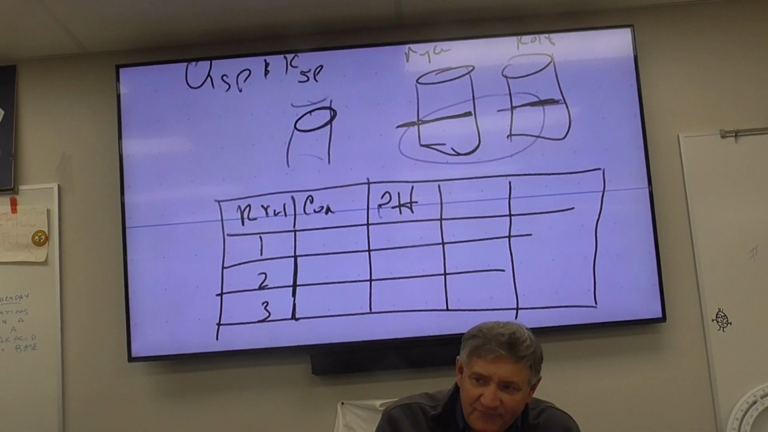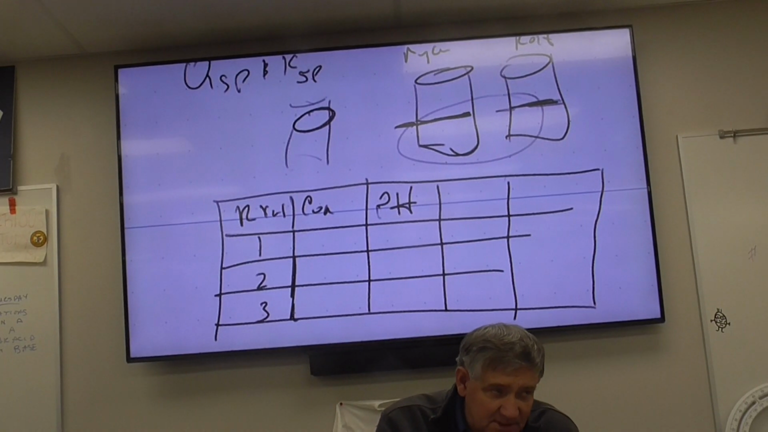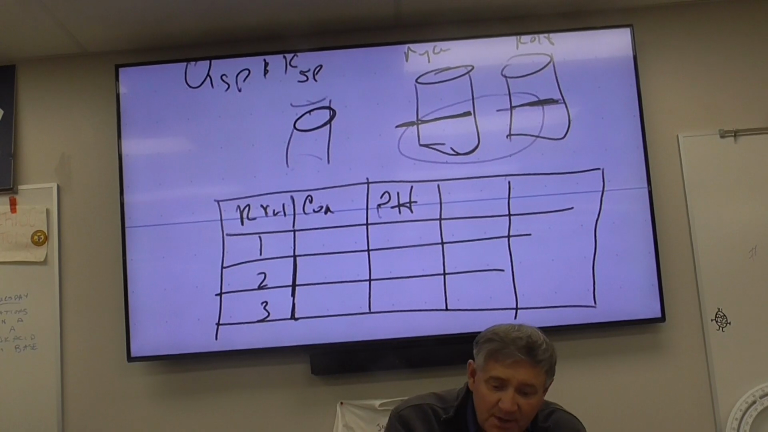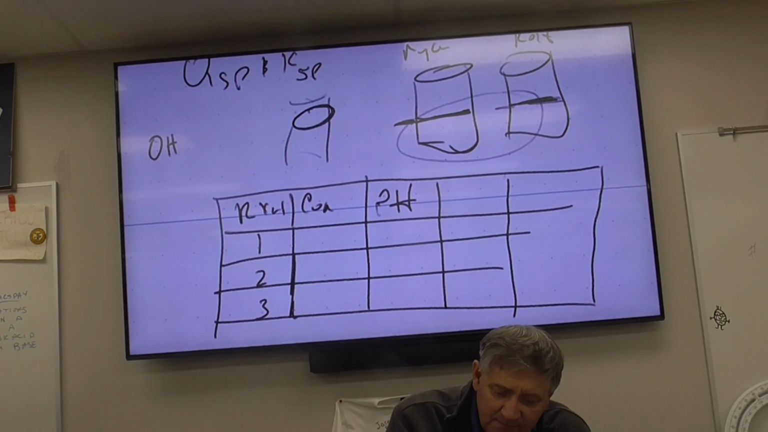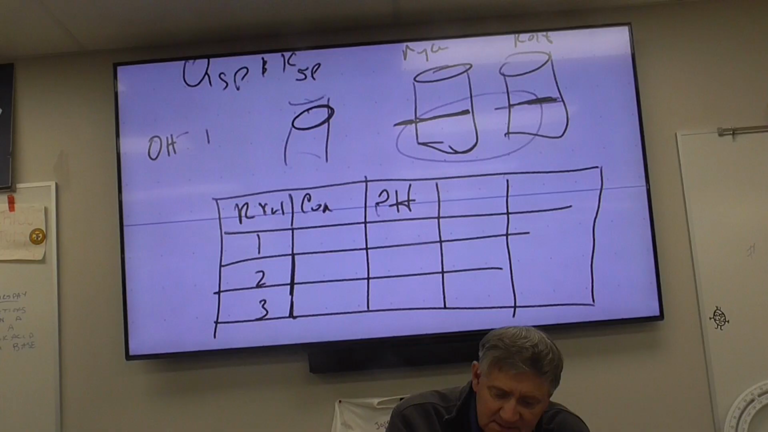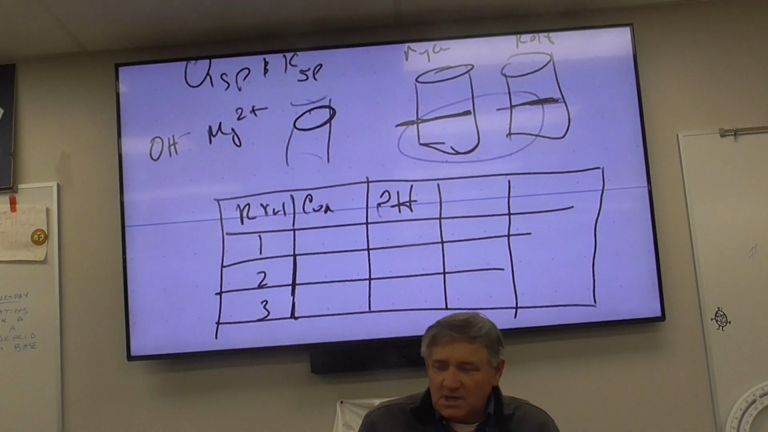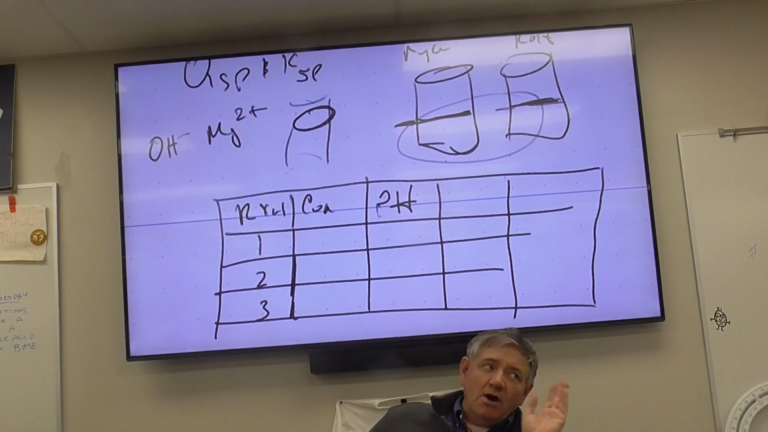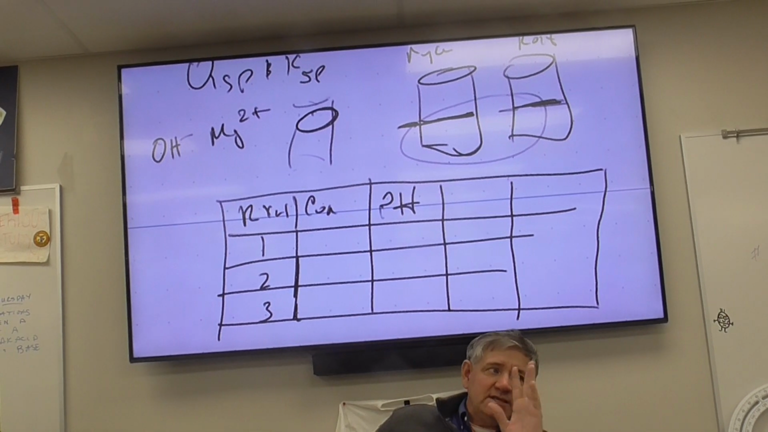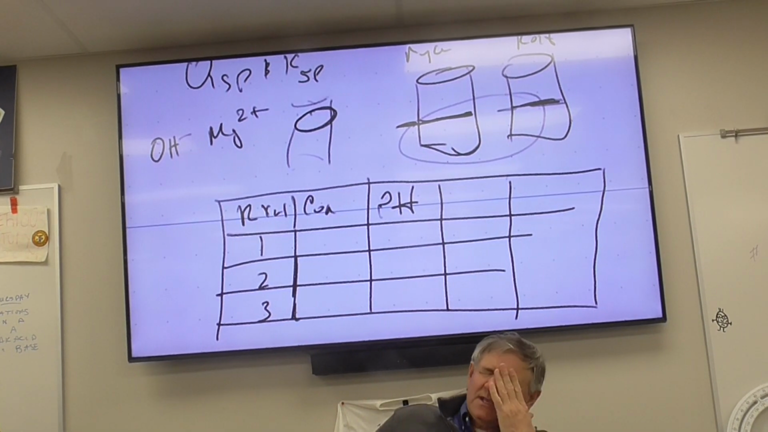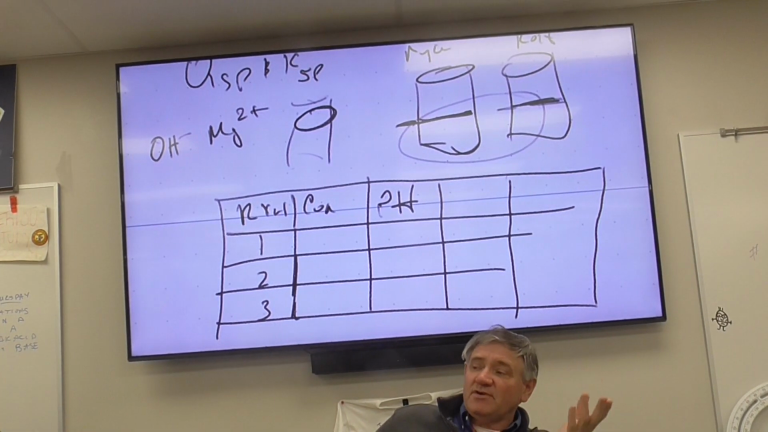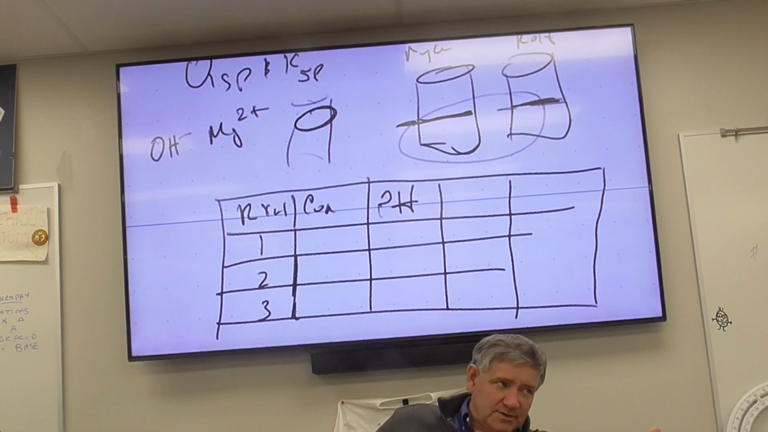Again, do not focus on the precipitate. Focus on what is happening in the solution up above. So if you look at the first one, that's the one with the magnesium hydroxide. The most common misconception everybody has is, oh, it's all a precipitate. There's no magnesium or hydroxide up above. Yes, there is. It's just a very, very small amount of it.